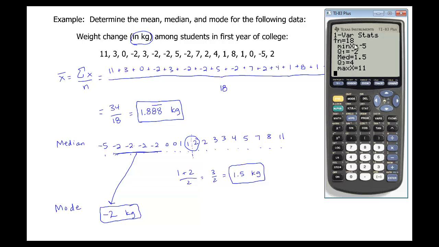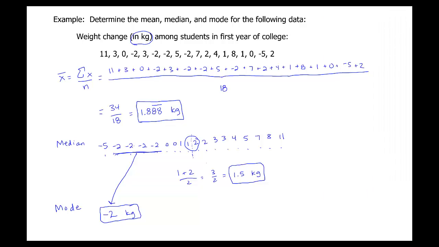So that is your calculator. Again, it doesn't give you mode, but that's something that's easy to pick out. But the mean and median are both there, and they matched what we just did. So let's move on.